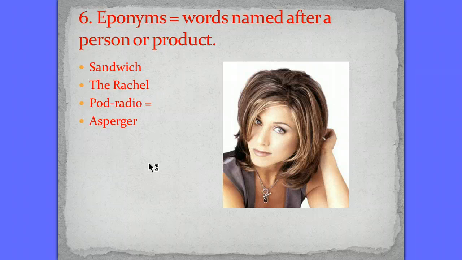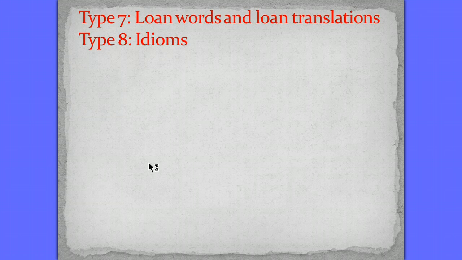Okay, he invented it. The Rachel was popular in the 90s. The haircut made popular through the TV series Friends in the 90s. Jennifer Aniston herself hated the haircut, however. Pod radio, after the product name, eponym iPod. We talk about podcast radio. Asperger's, the syndrome, named after an Austrian pediatrician called Hans Asperger. Examples. And we've got 2 more types I want to go through.